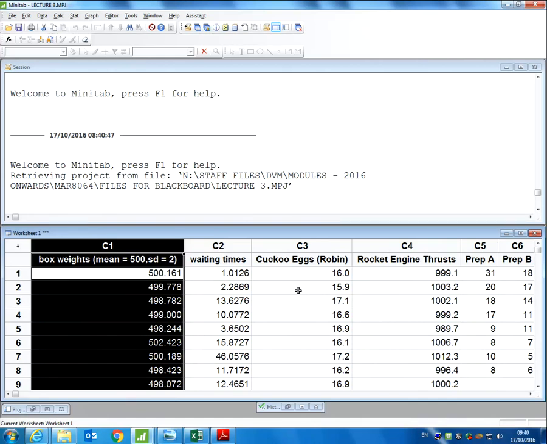Okay, mean 500, standard deviation 2. You should be able to sketch the normal curve. Remember, 68, 95, 99.7.